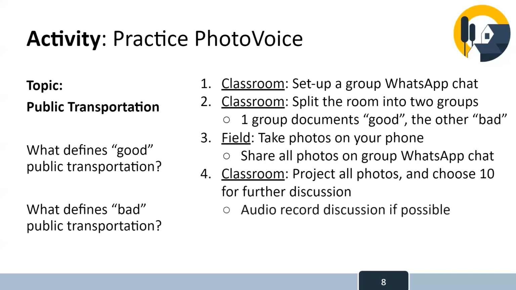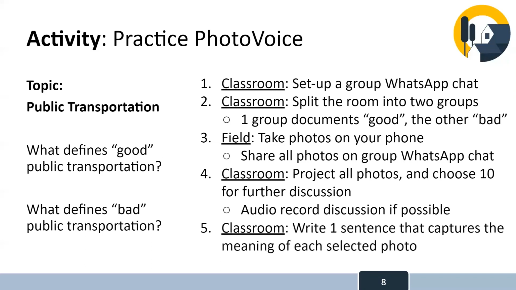And then if you want, you can audio record this, but this is just for practice, so you don't need to audio record it. And with those 10 photographs, you want the room to write 1 sentence about what the meaning is behind the photo, like why they selected this photo. What is it telling you about good transportation or bad transportation? And this will give everybody a sense of how photo voice works.